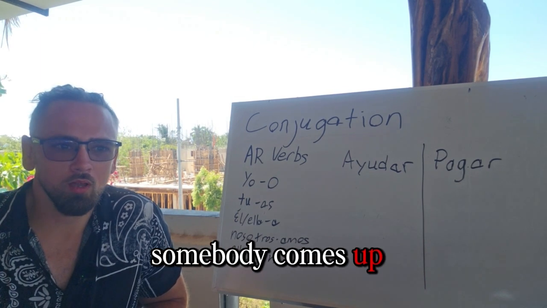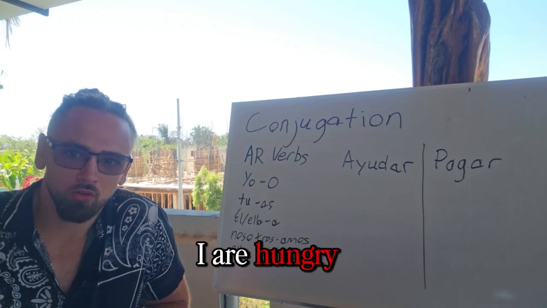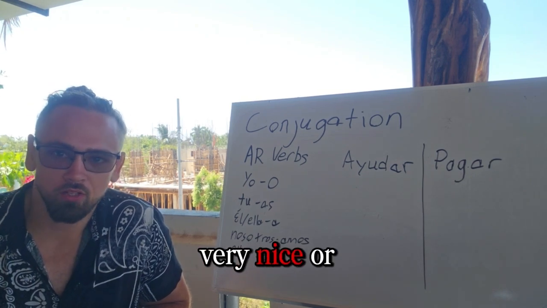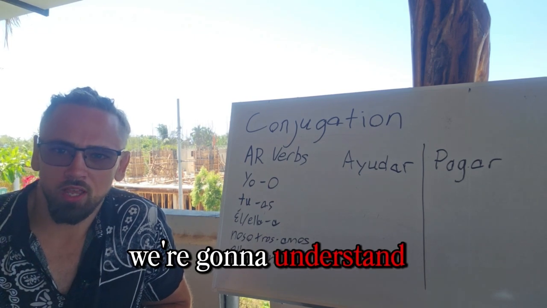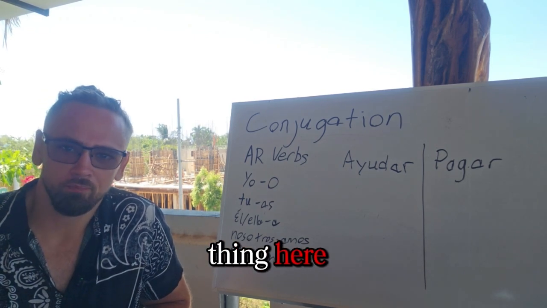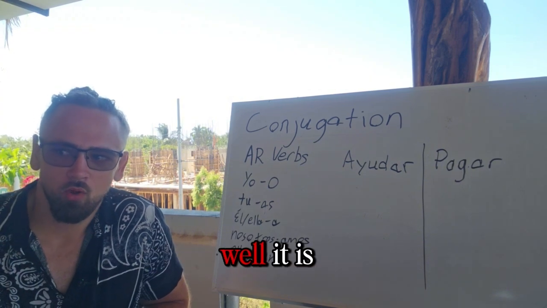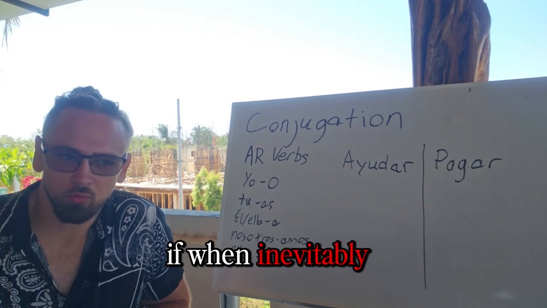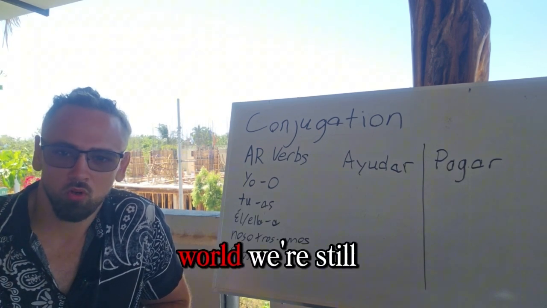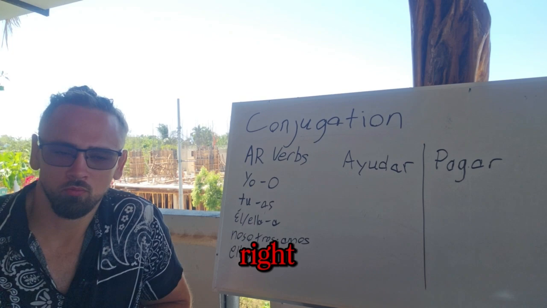Of course, if somebody comes up to you and says, I are hungry, or you am very nice, or he are very mean, we're going to understand what they mean. And the same thing here. If we mess up these conjugations, while it is something we should strive to get as correct as possible, when inevitably we mess these up, it's not the end of the world. We're still going to be understood, right?